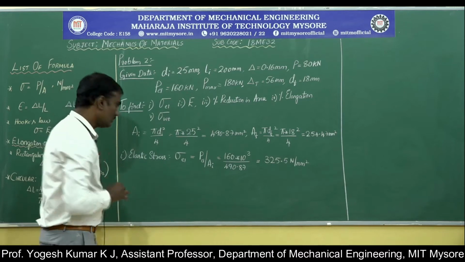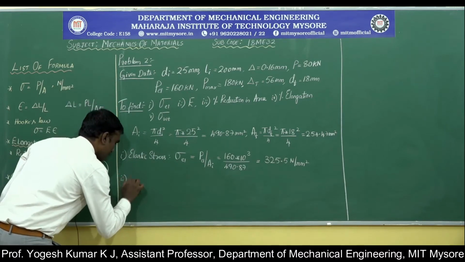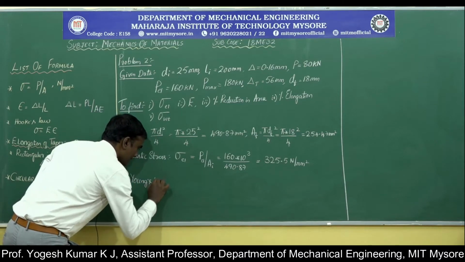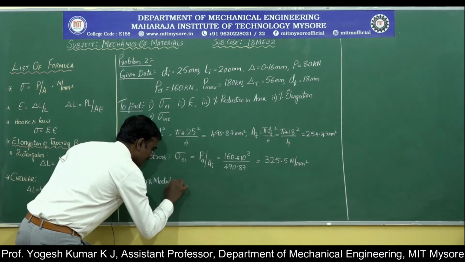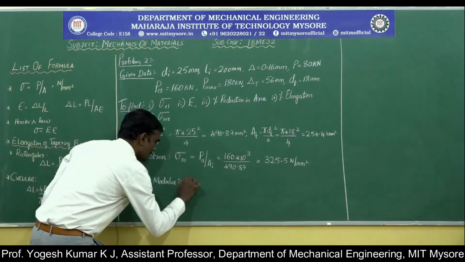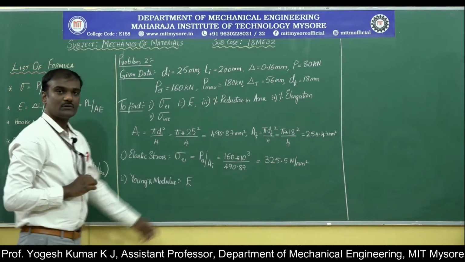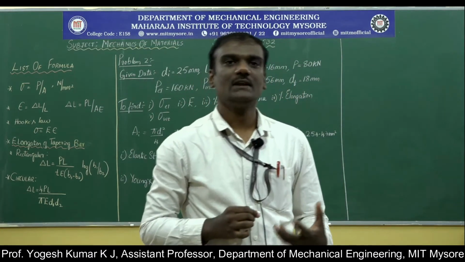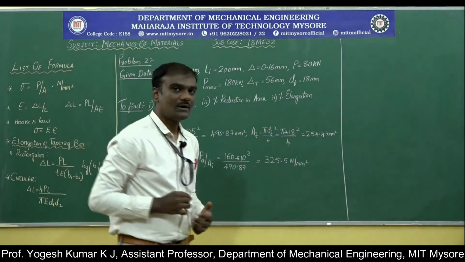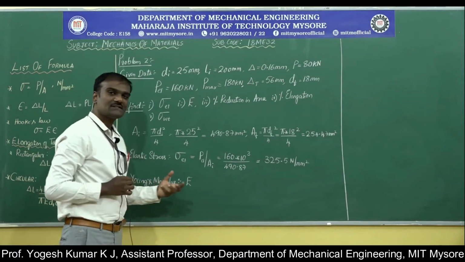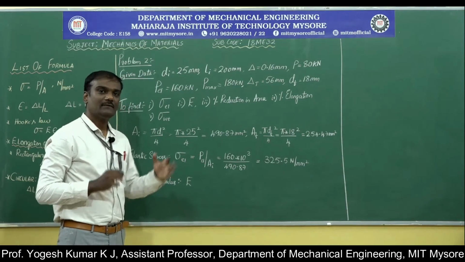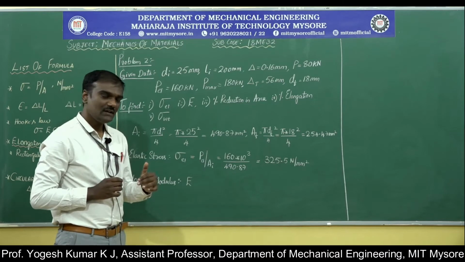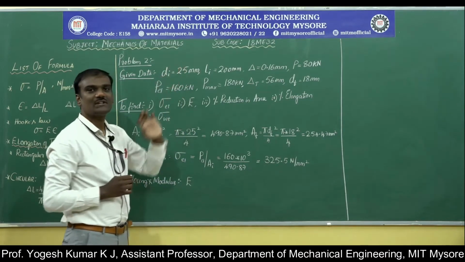Now let us find the Young's modulus or modulus of elasticity, that is E. To find the Young's modulus, we should remember a very important law that we have seen in our module, that is Hooke's law. What does Hooke's law say? Hooke's law says stress is directly proportional to strain, and a very important phrase in that law is within the elastic limit. Within the elastic limit means everything should happen well within 160 kilonewton.